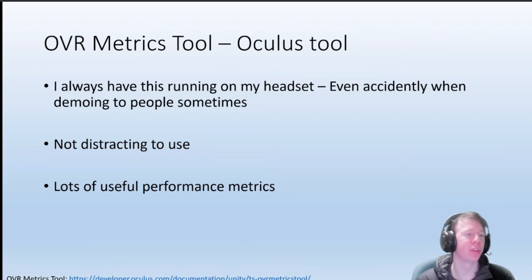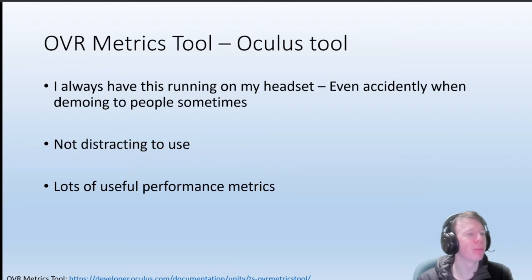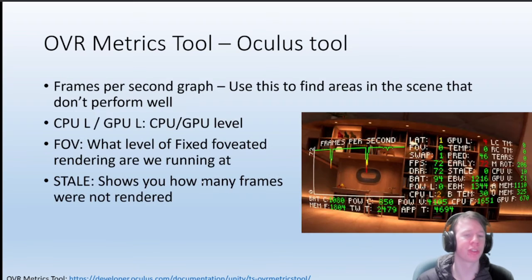So let's talk about some of the tools that we can use to find some of this information out without having to recompile our game every time. The Oculus VR headset has a tool called OVR Metrics Tool. It's super lightweight. I always have this running on my headset. I even accidentally have it on my headset when demoing to people. It's not distracting to use and has lots of useful performance metrics. It renders this grid in the middle, and you can fully customize what it shows you. This is the absolutely everything version of it.